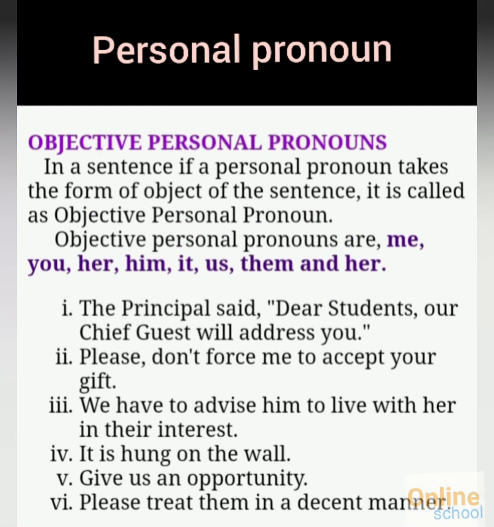Now let us discuss objective personal pronouns. In a sentence, if a personal pronoun takes the form of the object of the sentence, it is called an objective personal pronoun. Objective personal pronouns are me, you, her, him, it, us, and them.